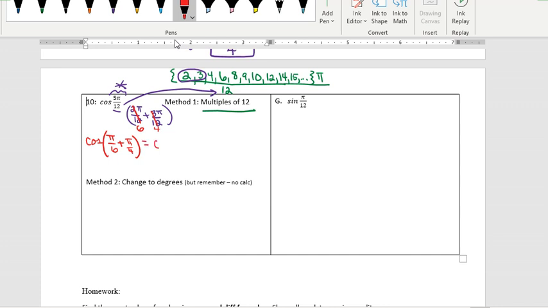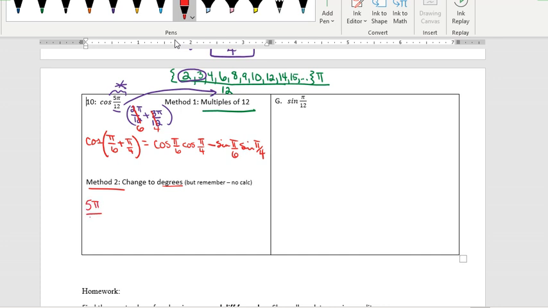All right, so then you've got it set up, and you're going to do cosine pi over 6 cosine pi over 4, and it's going to be minus sine pi over 6 and sine pi over 4. And again, look up the answer and see what I've got on its learning. Now, method 2. You can change to degrees, but remember, there's no calculator on the test, so you have to know how to do this.